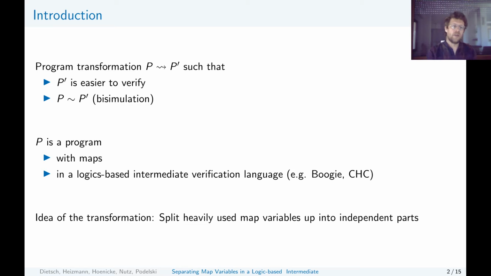Now, the idea of the transformation is that we have map variables. As a side note, when I say maps, I could also say SMT style arrays or functional arrays. They are basically the common way to represent, for example, arrays in C in an intermediate verification language, but they have certain subtle differences. So the idea of the transformation is to split heavily used maps into independent parts and thereby make the program easier to verify.